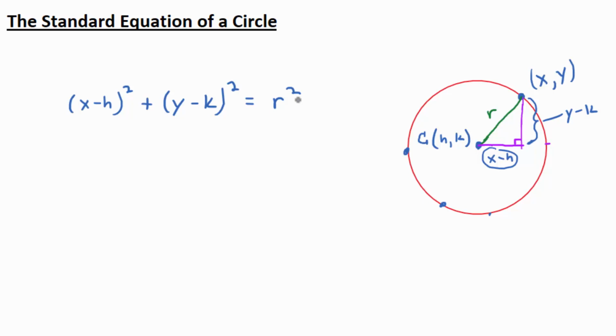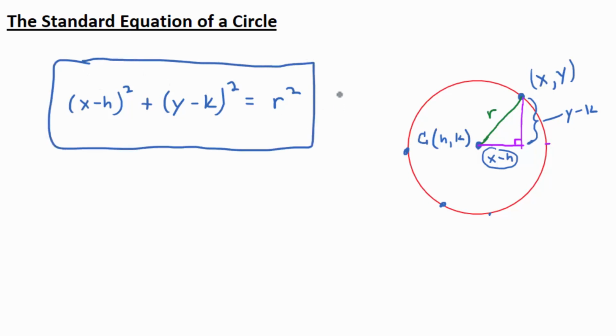Hey, well wait, H and K is fixed, R is fixed. We've got an equation with two variables, X and Y. That's it, that must be the equation of a circle. And in fact, we call it the standard equation of a circle. It's so important, you use it so often in math and geometry. Guess what you have to do? You gotta memorize it, right? X minus H quantity squared plus Y minus K quantity squared equals R squared. Or just be able to draw the picture that I just drew and come up with it. Either or, I don't care.